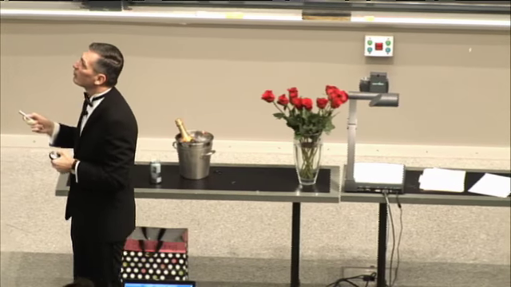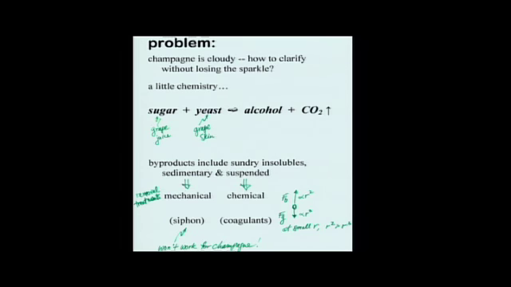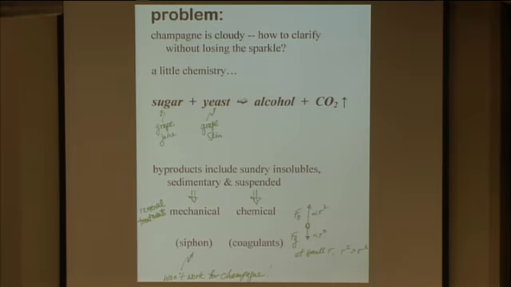So what's the problem? Champagne is cloudy. And why is it cloudy? Well, here's the chemistry. This is how you make all wine. It's one-stop shopping. The grape has sugar in it, in the grape juice, and yeast that attacks the sugar is in the skin. So the yeast attacks the sugar to make alcohol and CO2. So ethyl alcohol and CO2, plus some insolubles. There are some insoluble products of that reaction.